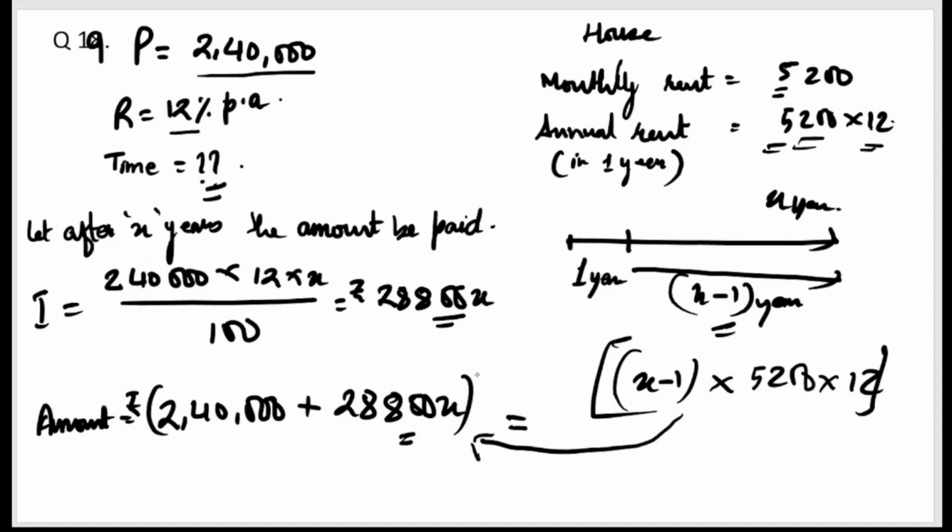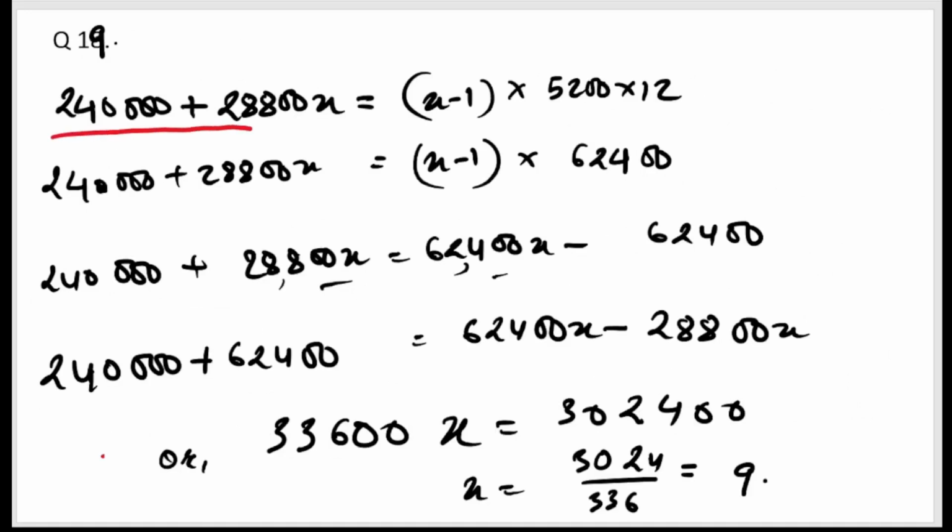यो अमाउन्ट कहाँबाट पे गरेको? यही पैसाबाट पे गरेको. So this and this will be equal. So when you equate this amount with this amount, you have to find now x, that is the time after which the loan was paid. Now this is the amount that needs to be paid to the bank, and this is the amount that house rent collects.